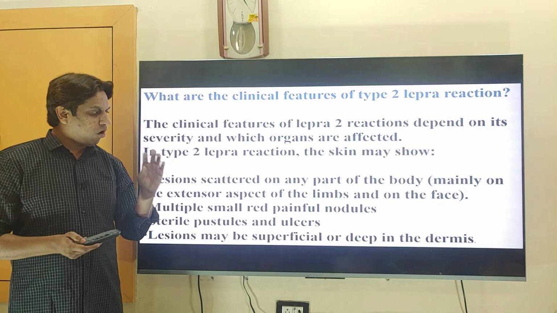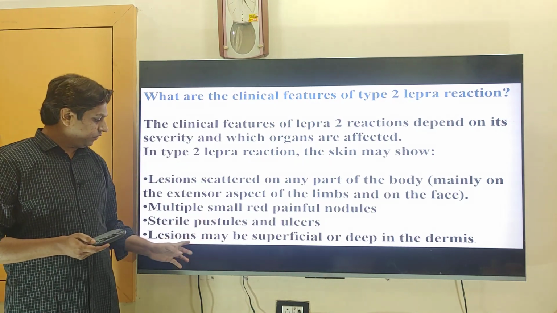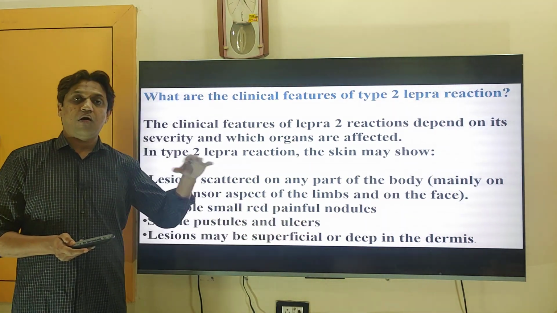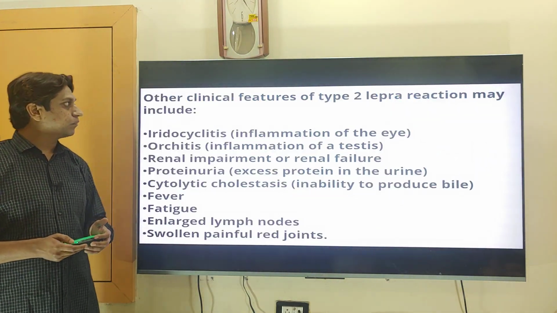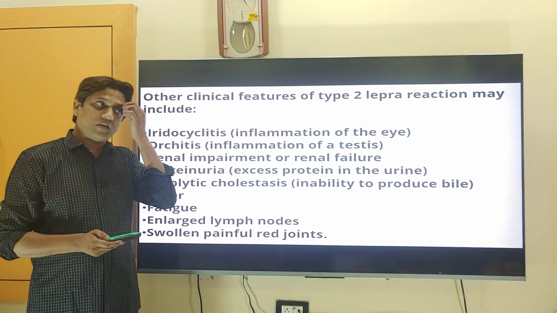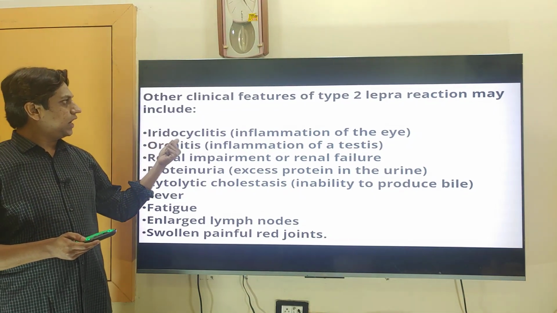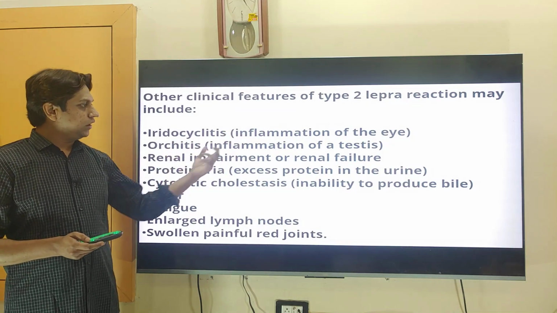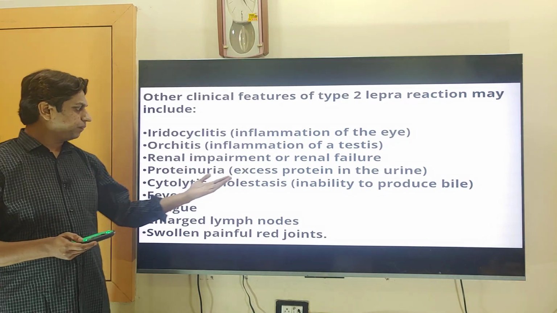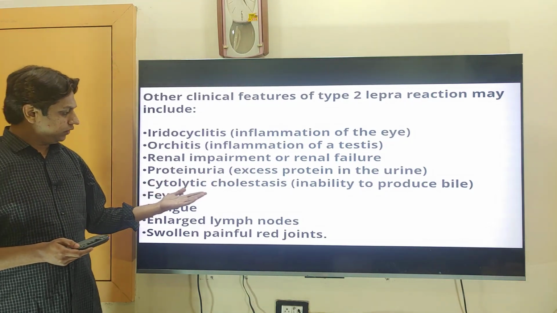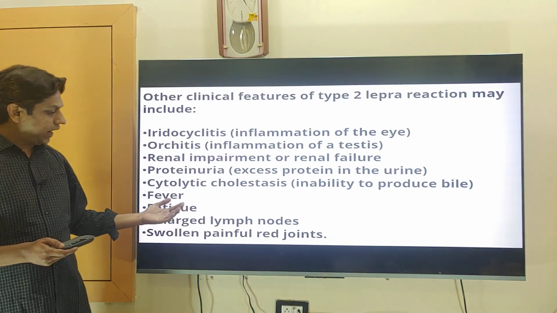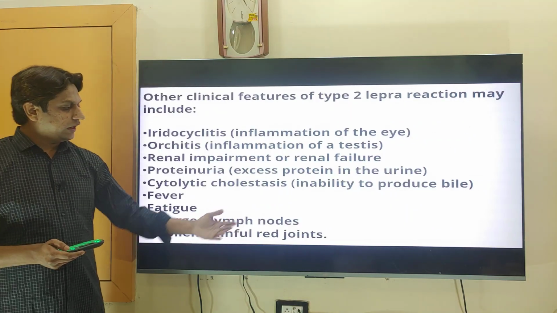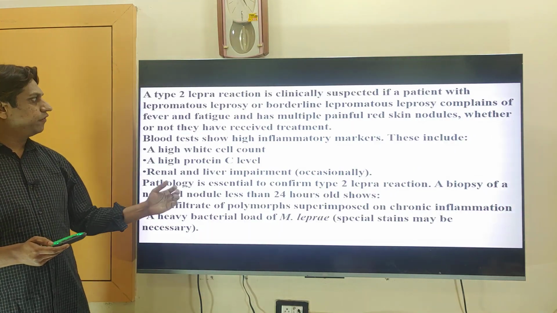Okay, multiple small red painful nodules may be seen, and sterile pustules and ulcers can also be seen. The lesions may be superficial or can be deep even in the dermis. Apart from this, some systemic complications may also occur, which include iridocyclitis, that is inflammation of the eye, then orchitis, inflammation of the testis, renal impairment, then proteinuria, then cytolytic cholestasis, and fever, fatigue, enlarged lymph nodes, and swollen painful red joints. Okay, those are the clinical features of this.